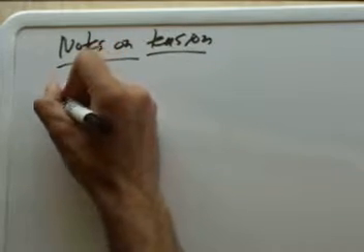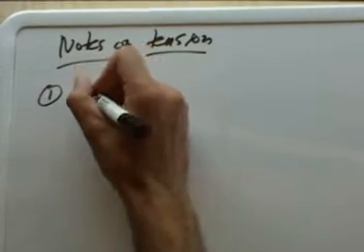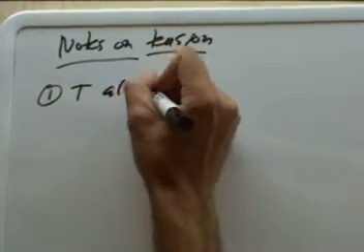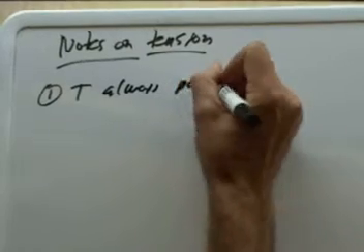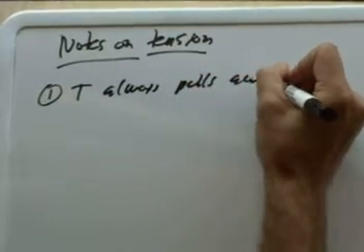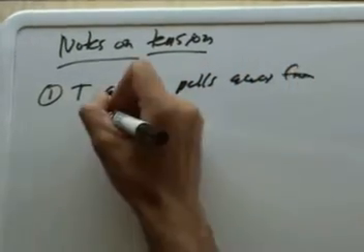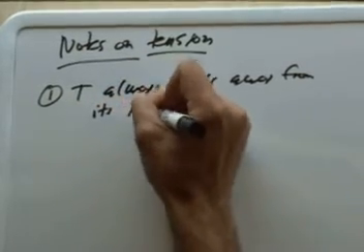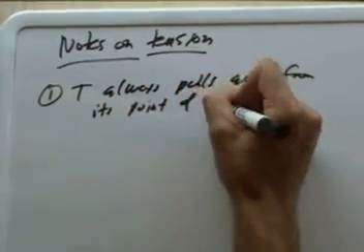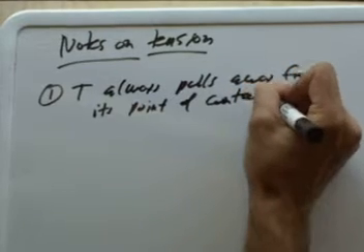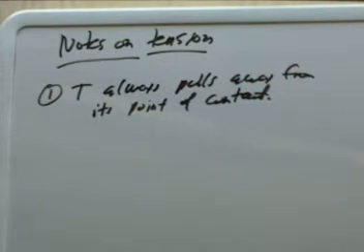A few notes on tension as you get going on some of these problems, in particular 4 things. First thing about tension is tension always pulls. It pulls away from its point of contact. So whenever a rope is attached to something, you never would imagine the rope is pushing on the object.